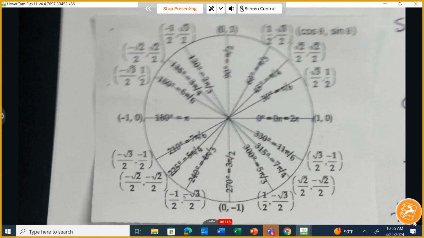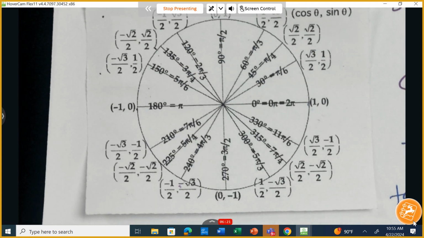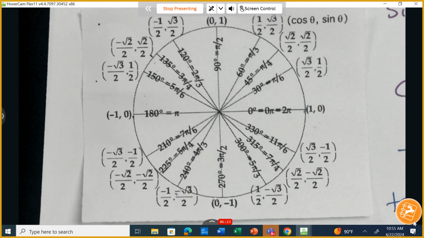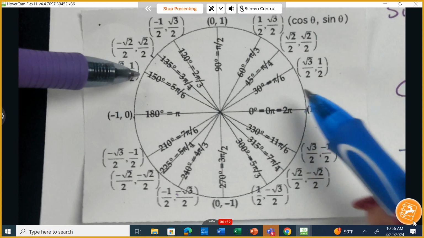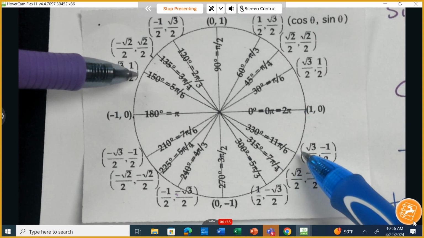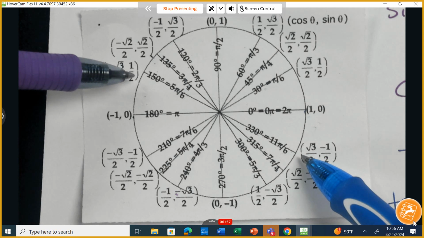Turn to your partner. What two locations have a tangent of negative square root of 3 over 3? You will be provided with my unit circle for the quiz, but you have to know how to apply it. This is a good location right here. So 150, also known as 5 pi over 6, and 330, also known as 11 pi over 6.